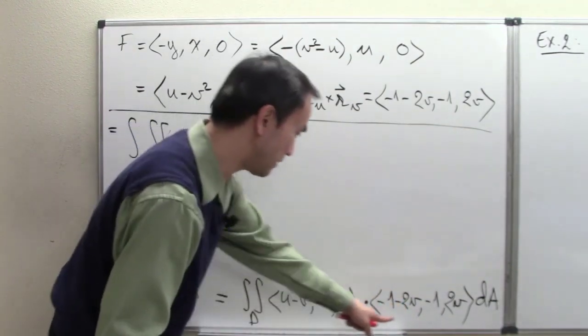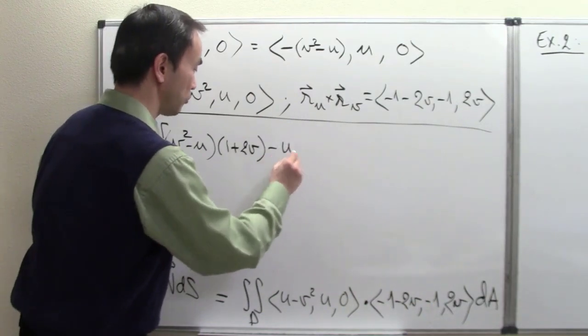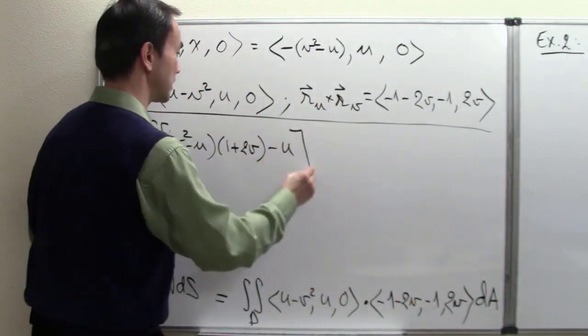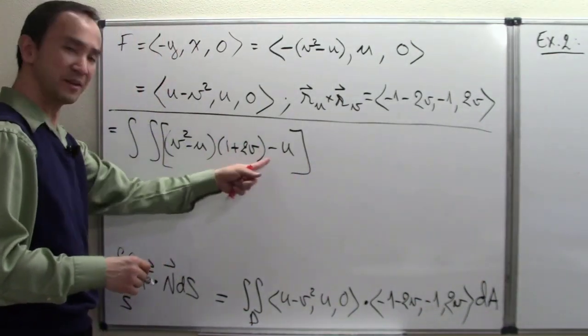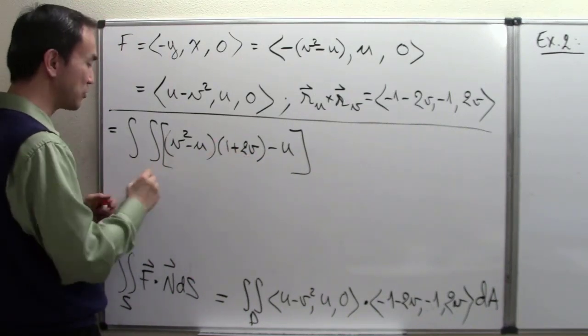And now u times negative 1, making it minus u. And then 0 times 2v is just a 0. So that completes our integrand. And now, in my style, I like integrating in respect to the letter u first.